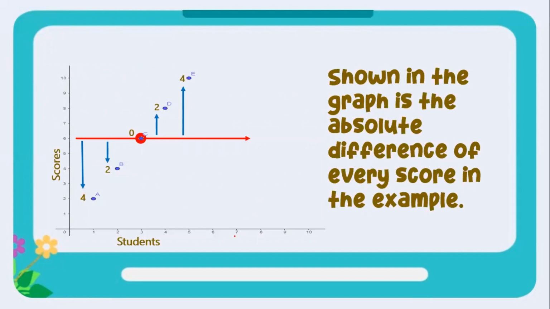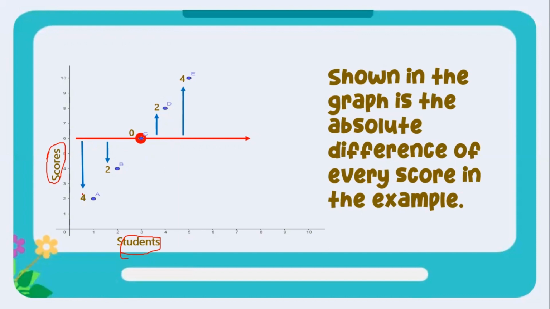If we show it in a graph, how does it look like? Shown here in the graph is the absolute difference of every score in the given example. So how do the absolute deviations from the mean look in the graph? Here we have the scores and here are our students. The deviations from the mean are illustrated here. The red arrow and the red circle is the mean, which is 6.